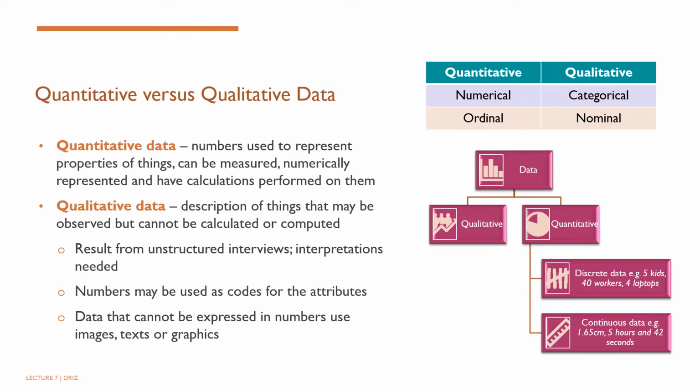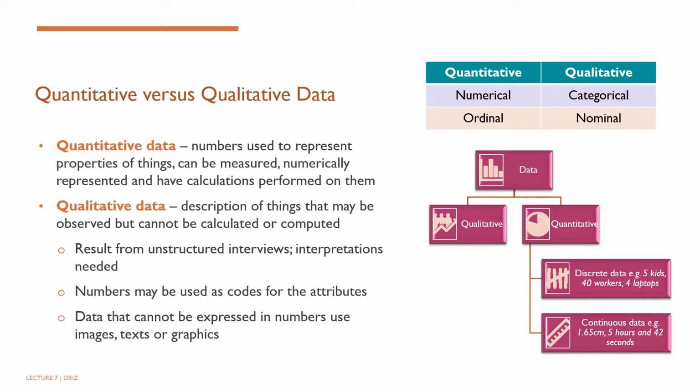Qualitative data, on the other hand, are data in which the attributes cannot be measured by numbers, and hence any numerical value assigned to these attributes cannot be interpreted in this way. They may be categorical, that is, data presented in groups such as gender and marital status, or nominal, that is used for naming or labeling. Qualitative data are usually results from interviews and may need interpretations. Numbers may be used as codes for these attributes, but these numbers have no meaning beyond these codes. They cannot be manipulated mathematically.